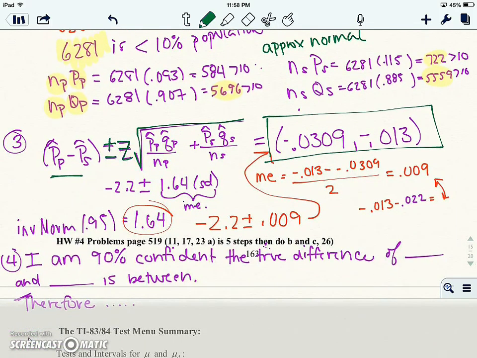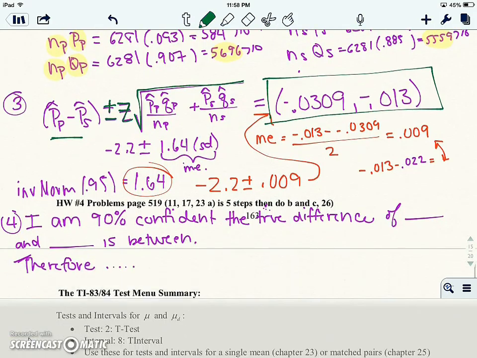And that would give us our step number 4, which is that I am 90% confident the true difference between the two drugs is between negative 0.0309 and negative 0.013. Therefore, I actually think Plavix did better. I will clarify this in the second video.